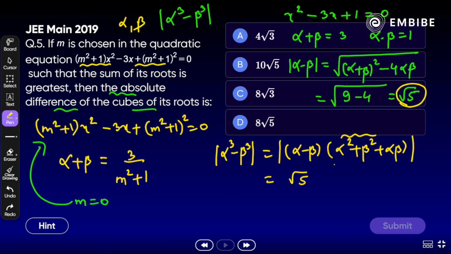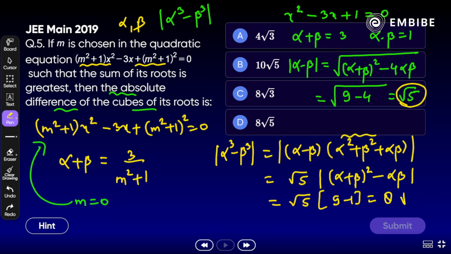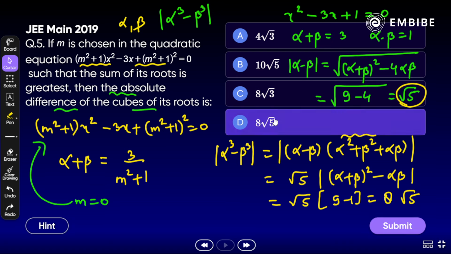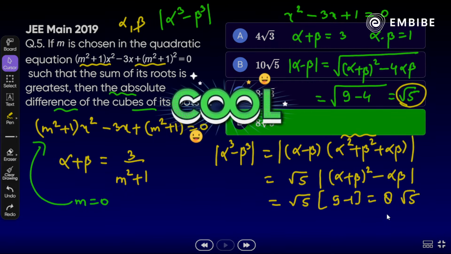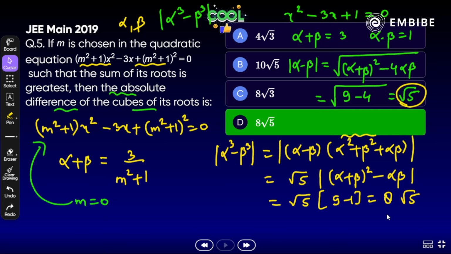Alpha square plus beta square can be written as (alpha plus beta) whole square minus 2 alpha beta, and then plus alpha beta. Correct? So substitute the values: mod of root 5, and inside the bracket, alpha plus beta whole square, that is 9, minus 1, is 8. So 8 root 5 will be the answer. Yes, exactly, 8 root 5 is the right final answer. Okay, clear?